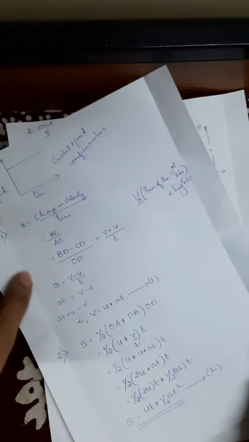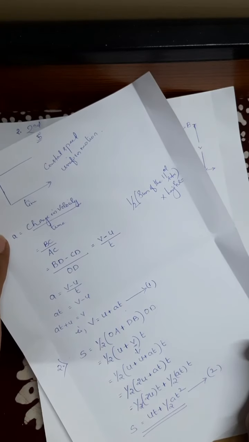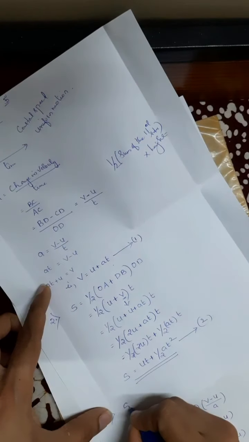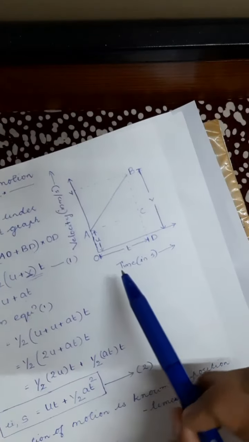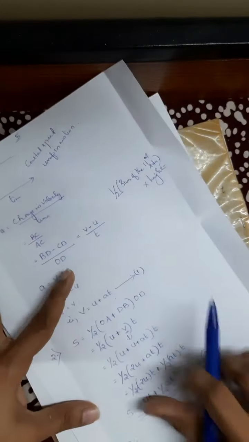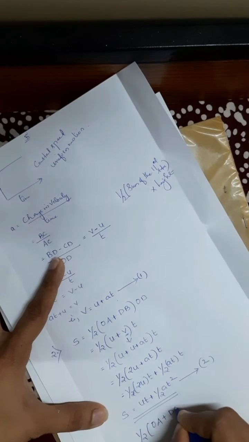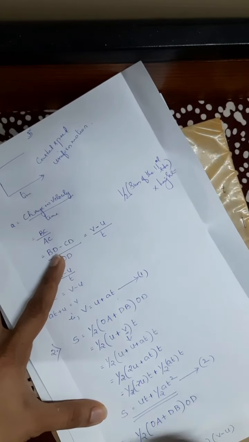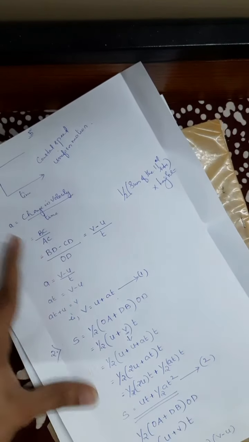Distance travelled. Technically, as I said, distance equals the magnitude of displacement under the velocity-time graph. So here also we are considering the same thing. S equals the area of our trapezium, that is OABD. So here also S equals half into OA plus DB into OD. So we know that we will be getting half into u plus v into t.